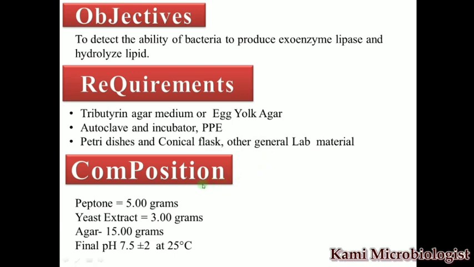Now the composition of the media. If the media is not available but we have all the ingredients, we can also make the media. We need peptone 5 grams, yeast extract 5 grams, and agar 15 grams. When we mix these in 1 liter, we get tributyrin agar. We also need tributyrin, that is the TG. The final pH is 7.5 at room temperature, 25 or 27 degrees Celsius. So this is the composition.